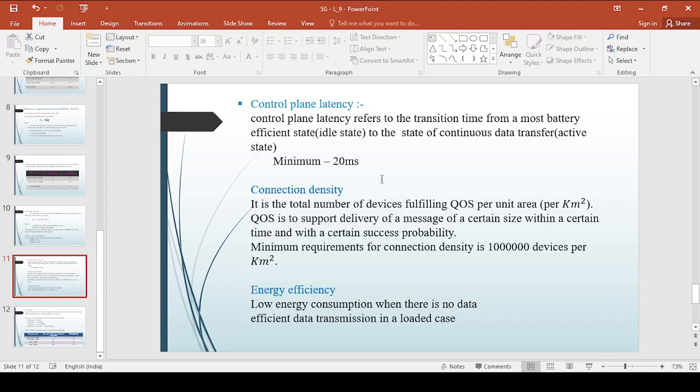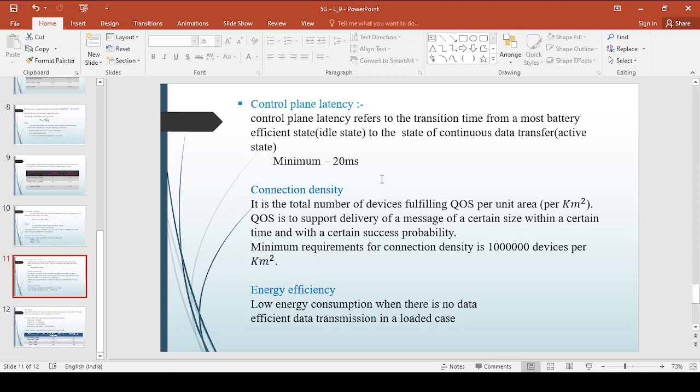Now coming to latency, we have two different latencies: user plane latency and control plane latency. The minimum requirement of user plane latency for eMBB, enhanced mobile broadband, is 4 milliseconds, whereas for ultra reliable low latency communication it is 1 millisecond.